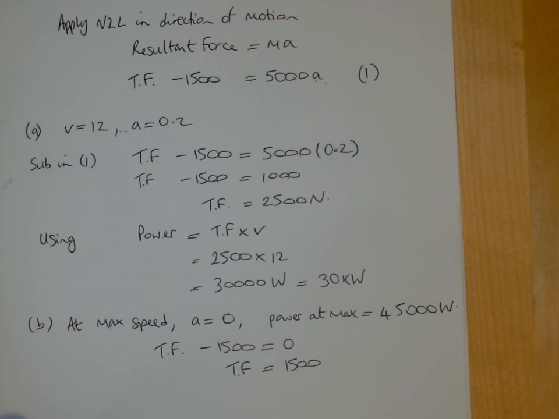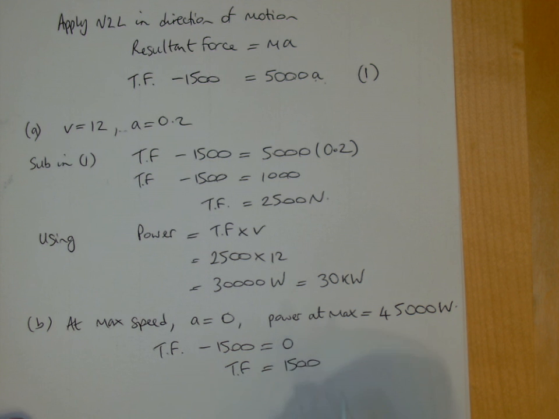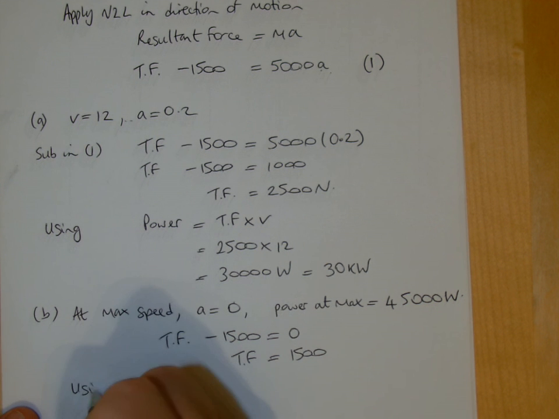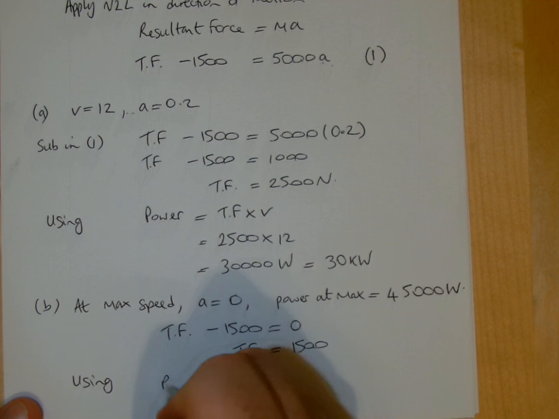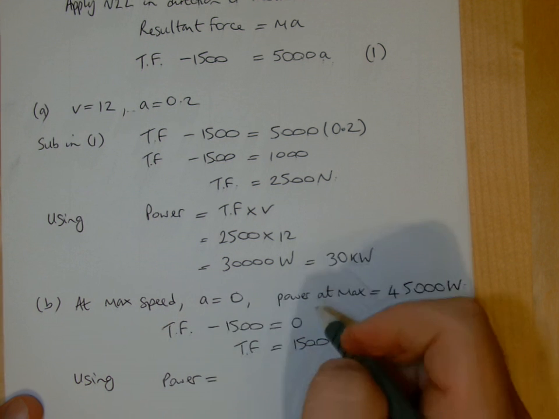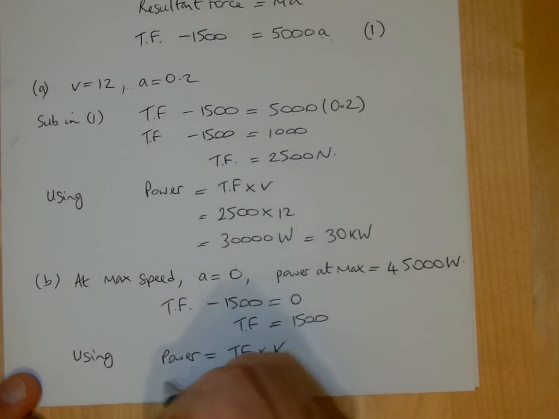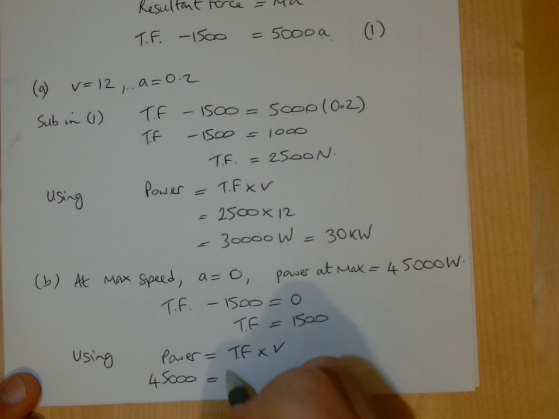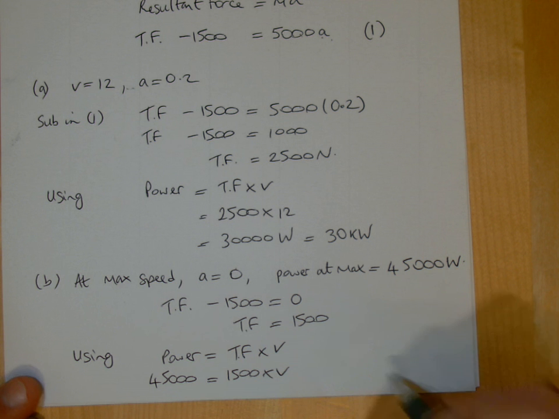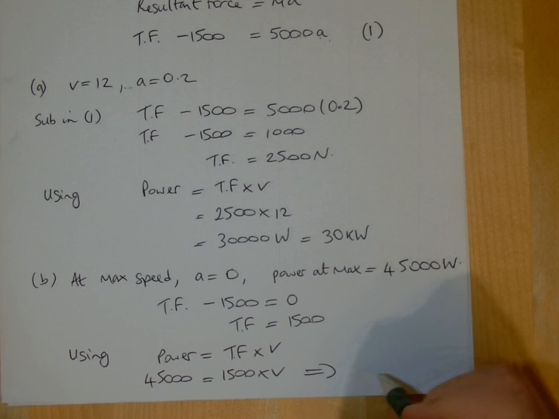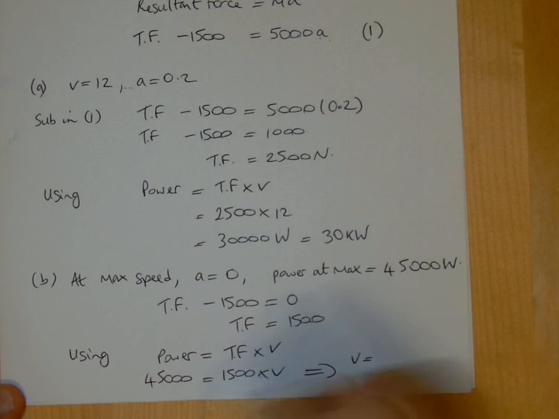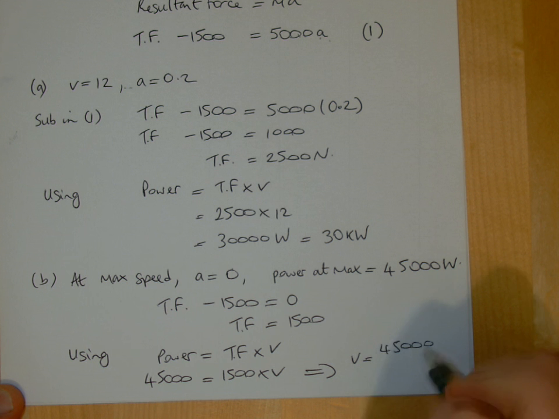Then you go back into your power formula. Using power equals tractive force times velocity, we know the power is 45,000 and we know the tractive force is 1500. So it's a case of working out what the velocity is from there. Rearrange that equation: velocity will be 45,000 divided by 1500, and that works out to be 30. So 30 meters per second.